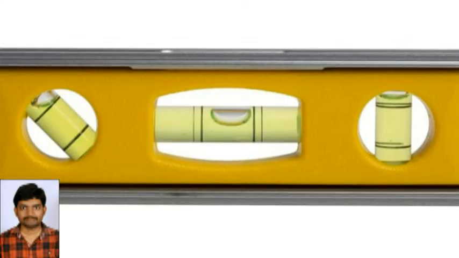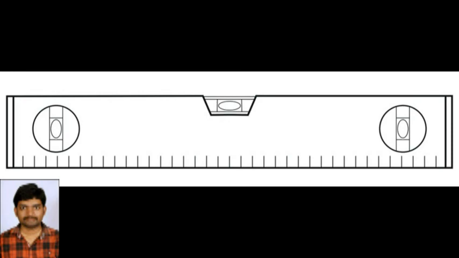Spirit level consists of a sealed glass tube, and it is mounted in the base. The inside surface of the tube is ground to the convex barrel as shown here, and this radius is a large radius, and then there is a scale engraved on the glass, and the tube is filled with either alcohol, and then there is a small air bubble.